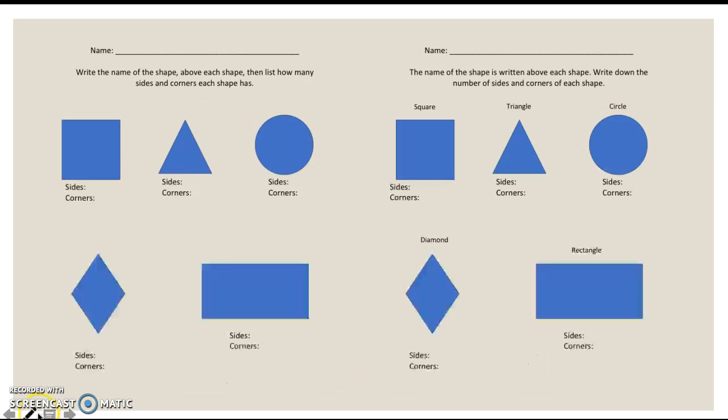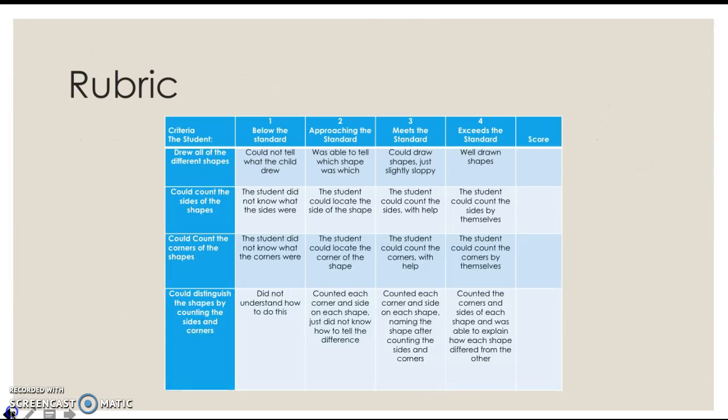Okay. Rubric. So the criteria: the student drew all of the different shapes. They could count the sides of the shapes. They could count the corners of the shapes, and they could distinguish the shapes by counting the sides and corners. It would either be below the standard, approaching the standard, meets the standard, or exceeds the standard.